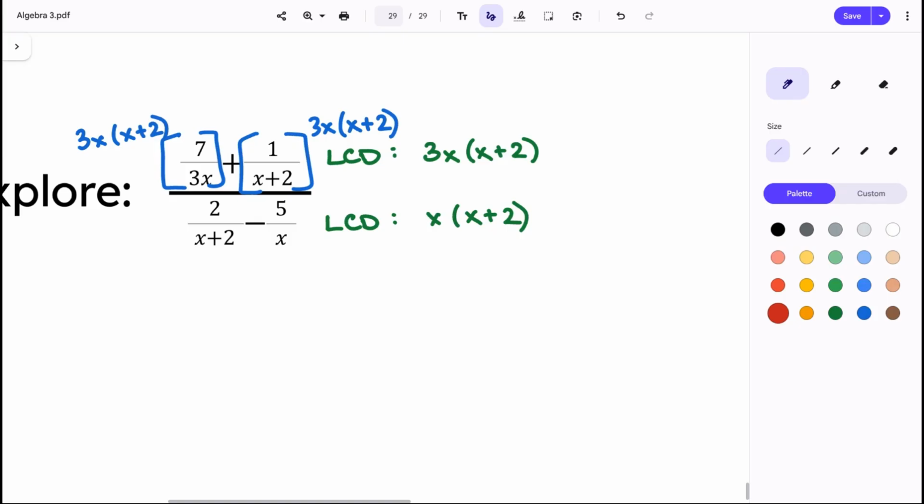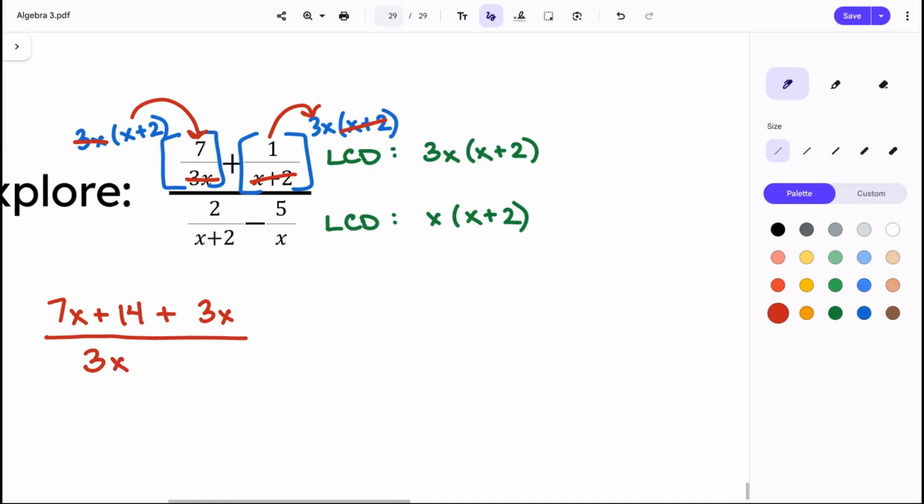Okay, so this top here, the 3 x's are going to go away. And I'm going to take x plus 2 times 7, or you can take 7 times the x plus 2. You're going to distribute that, so it should become 7x plus 14. And then there's a plus sign connecting these fractions here. On the second one, the x plus 2's cancel. And so I'm taking 1 times the 3x, which is just 3x. And that's all over 3x times x plus 2.